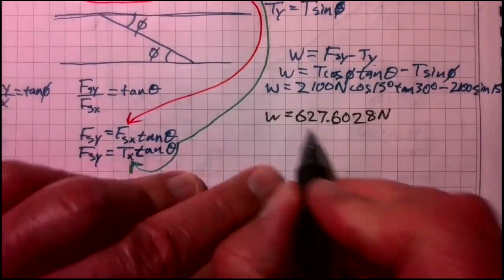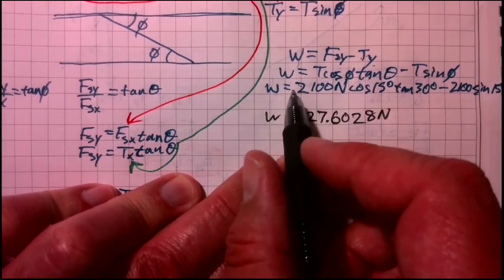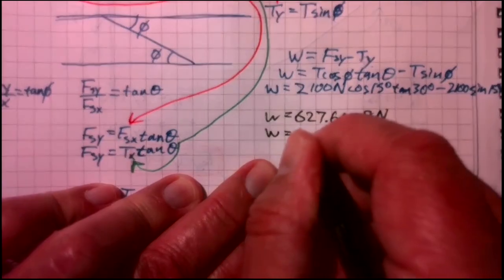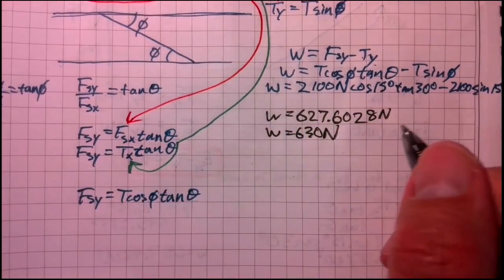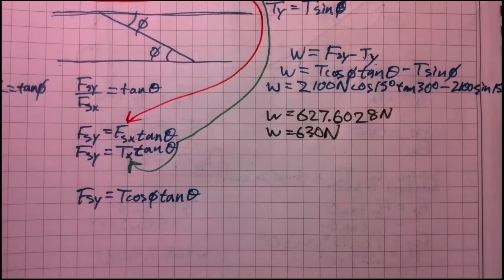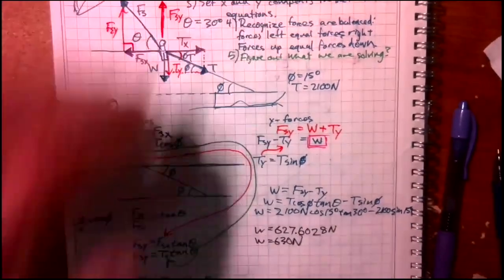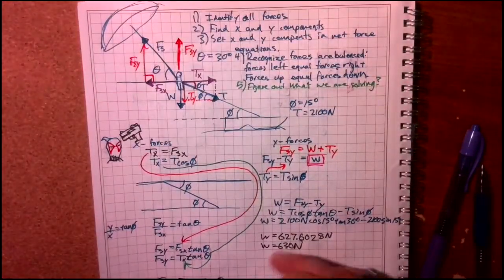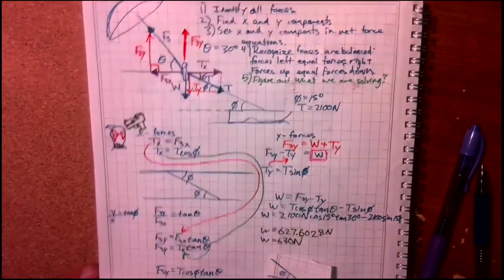And then of course this is too many significant digits. Okay. I think there's two in this problem, right? 2,100 newtons. So we're going to round this off. So W is going to equal 630 newtons. Okay, so I'm going to zoom out here so you can see the whole thing. Oh, and there's my little angle measuring tool that I made. I'll put that down here.